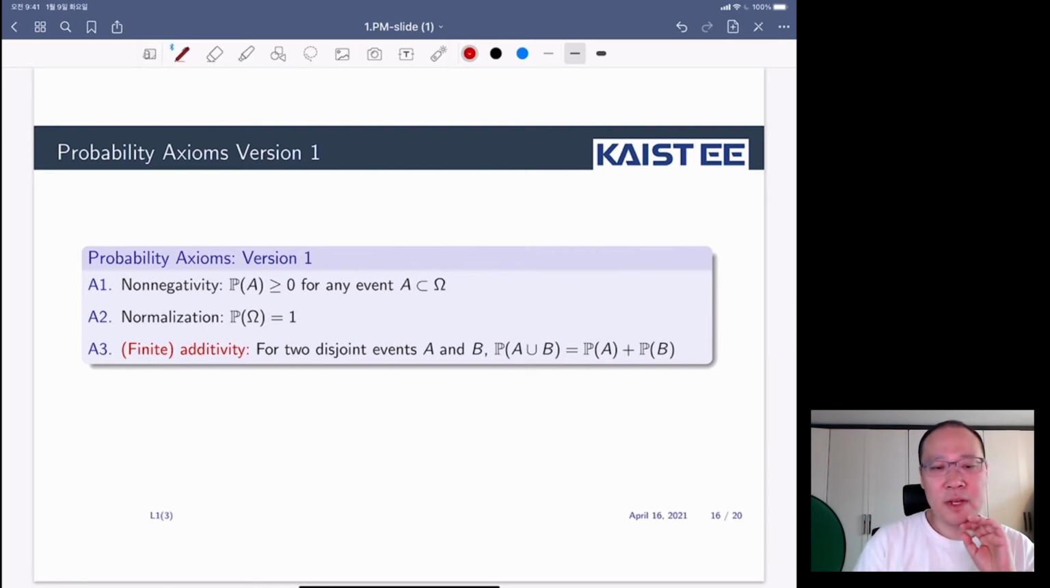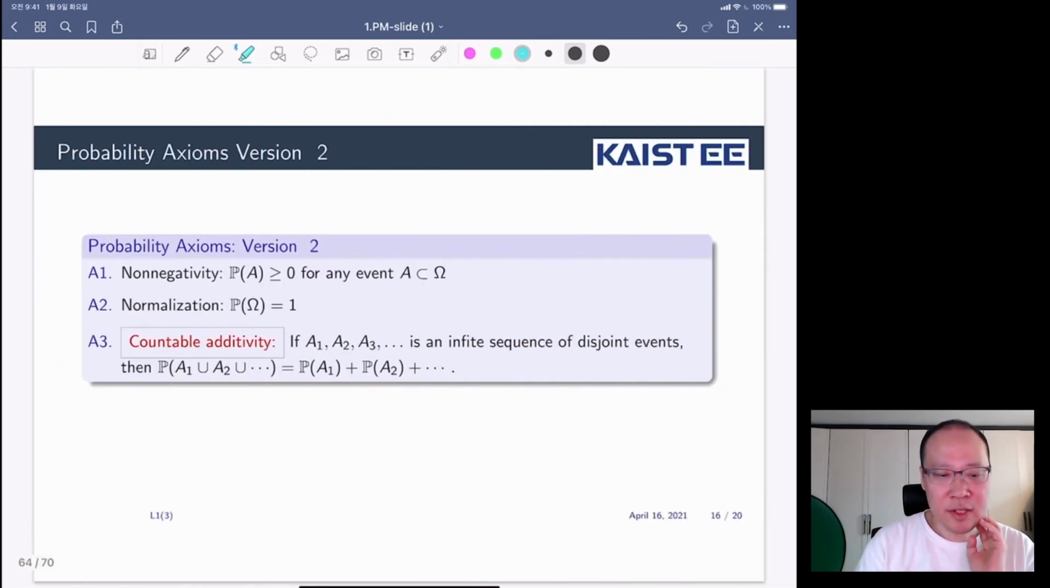So this was the probability axiom version 1, where the main part that needs to be changed is this part. So how should we change this? It's the countable additivity. The countable additivity means that if A1 and A2 and A3 and so on is an infinite sequence of disjoint events, then the probability of the union of this infinite sequence of disjoint events is the summation of the probability of A1 and the probability of A2 and so on.